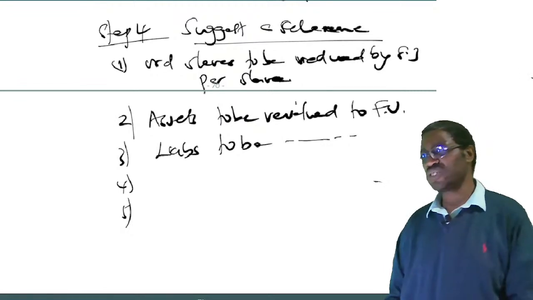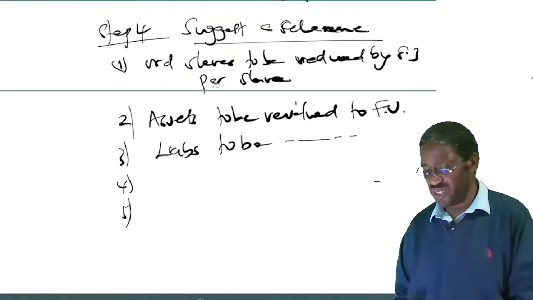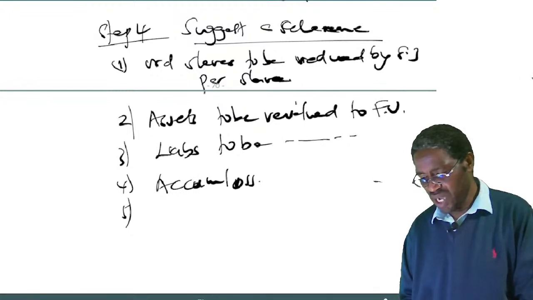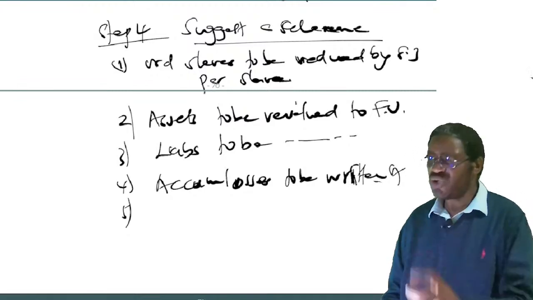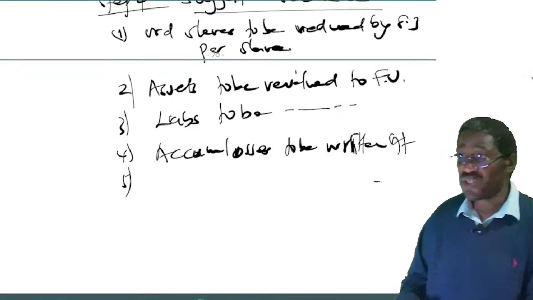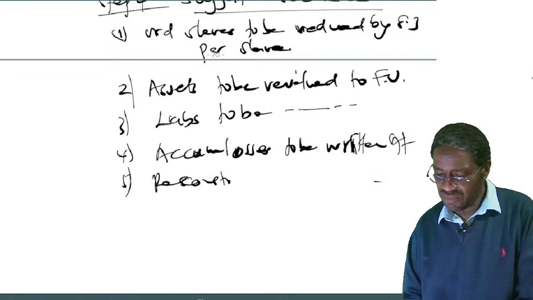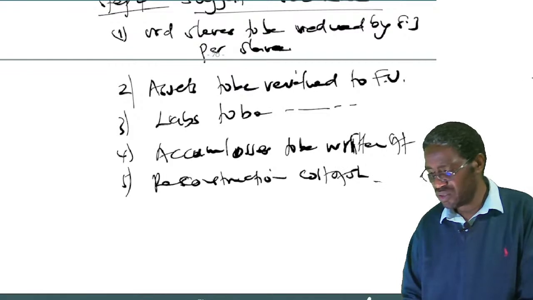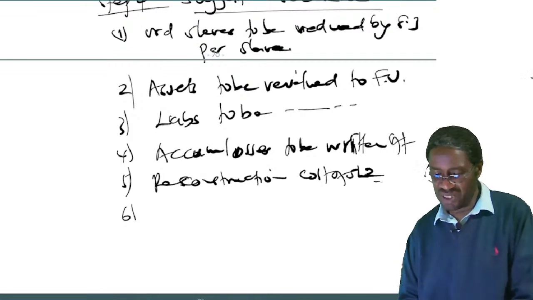The other thing we used in step 1 was the accumulated losses themselves, which we said they should be written off. So you come and say to the scheme, accumulated losses to be written off, because they must be written off. Good. Another thing we used in step 1 was the reconstruction cost. So you come and say here, reconstruction cost of shillings 2 million or whatever it is to be incurred. That is it.